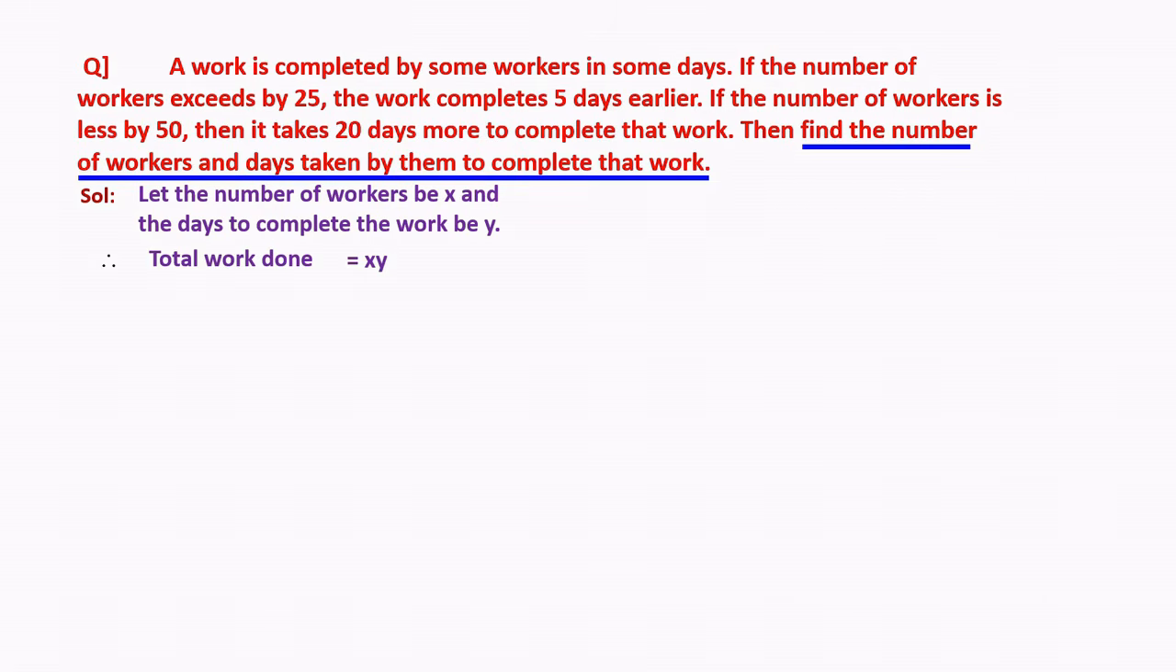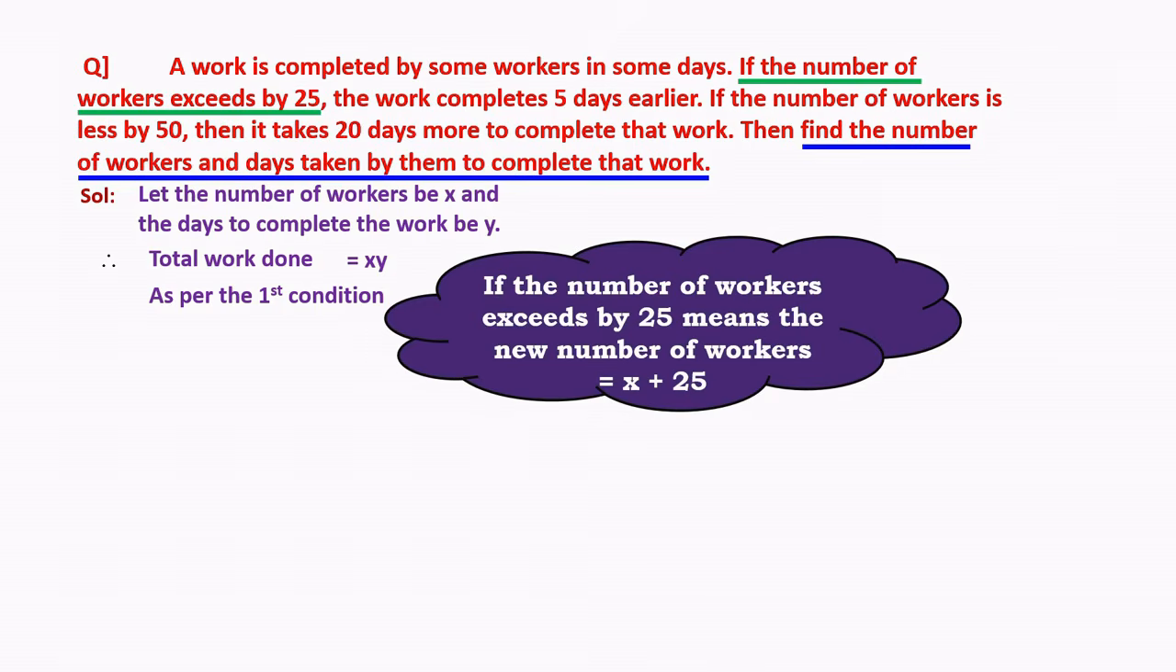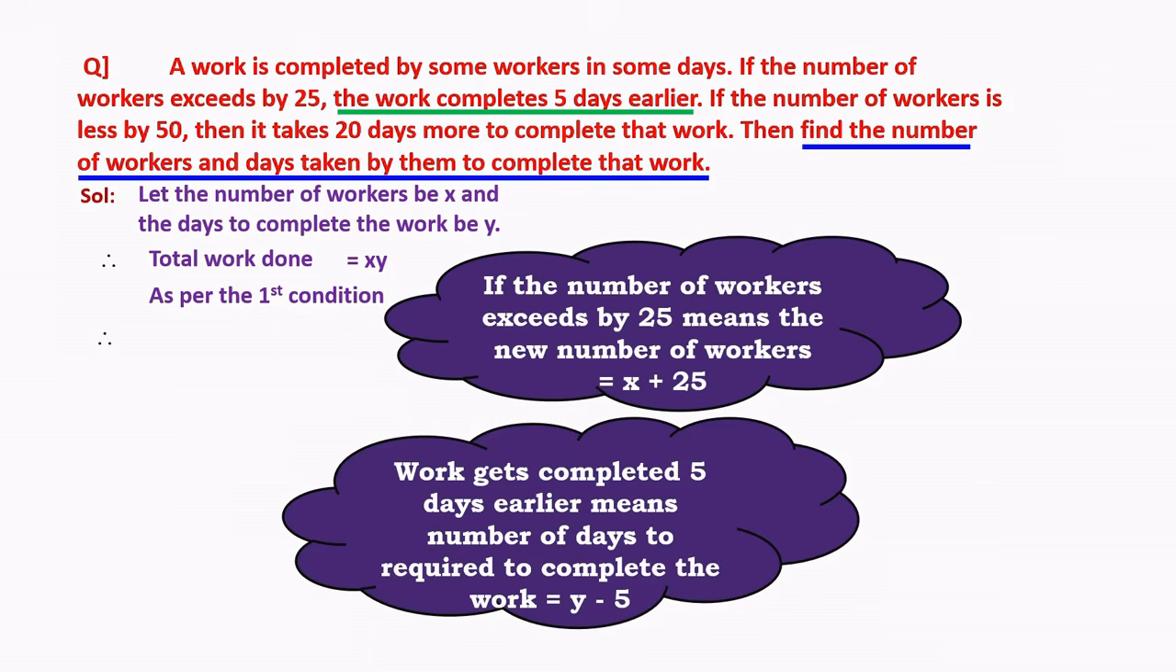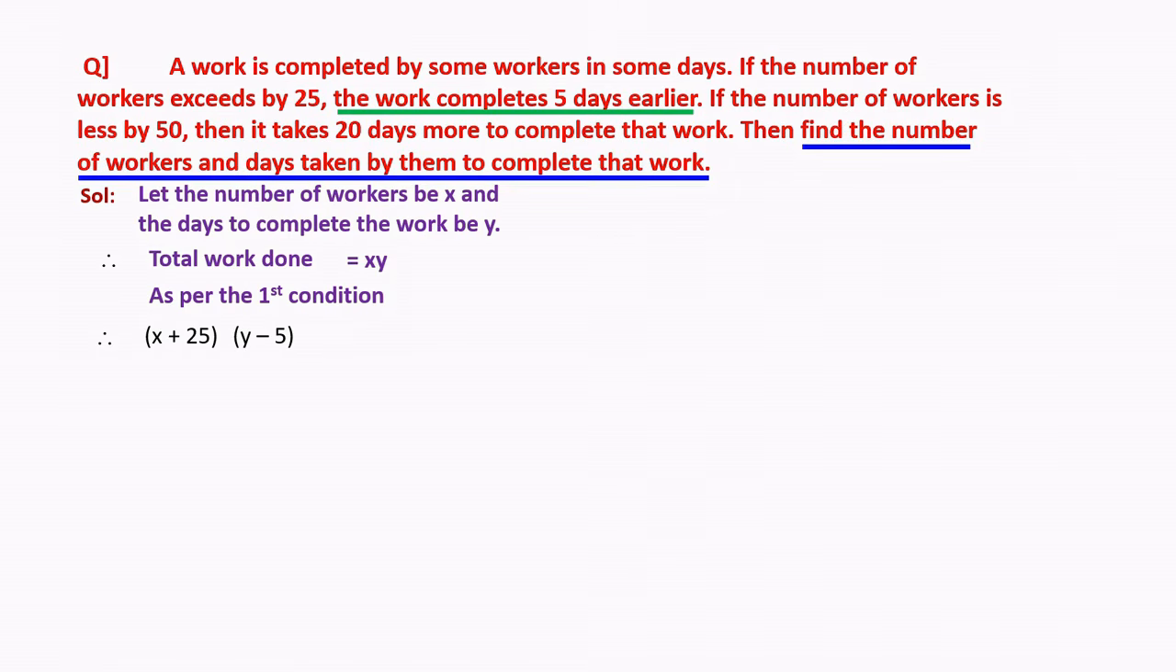Now, according to the first condition, if the number of workers increases by 25, the new number of workers becomes X plus 25. Also, the work is completed 5 days earlier, so the number of days becomes Y minus 5. Now, does the total work change? No, the total work remains the same. So we write (X plus 25) multiplied by (Y minus 5) equals XY.